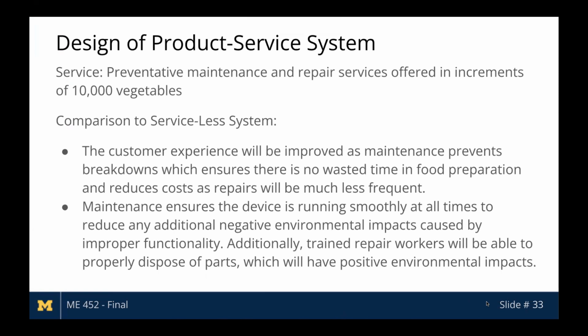Providing a product service system will increase the customer experience with the product. We will provide preventative maintenance and repair services at increments of 10,000 vegetables. This will help prevent breakdowns and ensure no time is wasted during food preparation. It will also reduce the repair costs as repairs will be much less frequent. By providing maintenance to the product, any additional environmental impacts caused by improper functionality can be reduced. And additionally, not as many parts will need disposal.